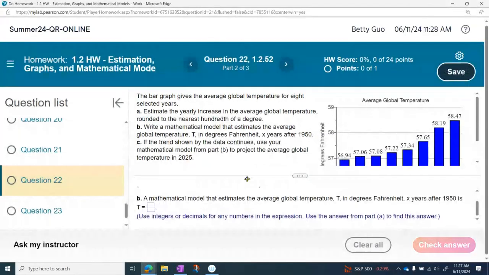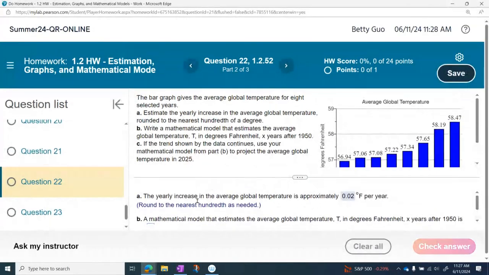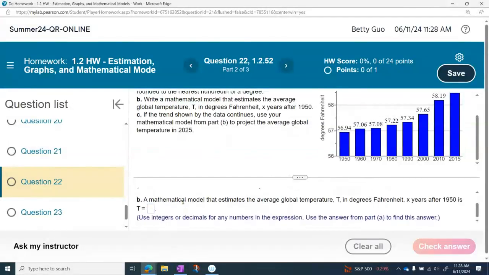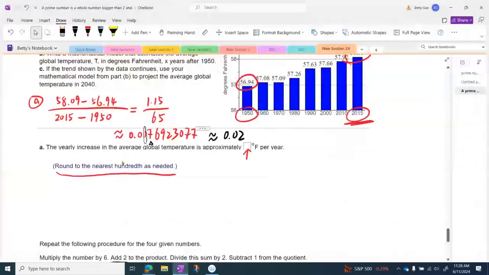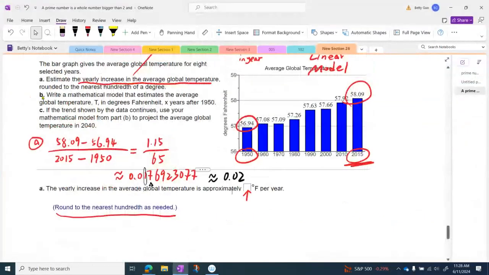Right? And that's part A. Again, part A is to find the slope of the straight line that could model the linear trend in a graph. Part B, let's read part B. Write a mathematical model that estimates the average global temperature T in degrees Fahrenheit X years after 1950.